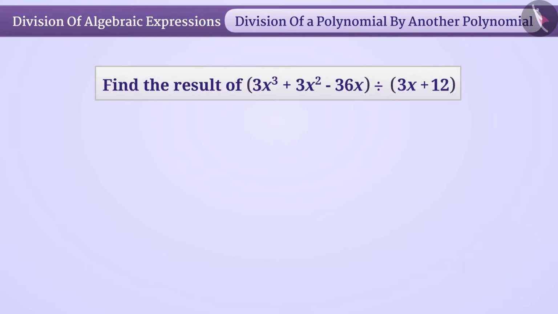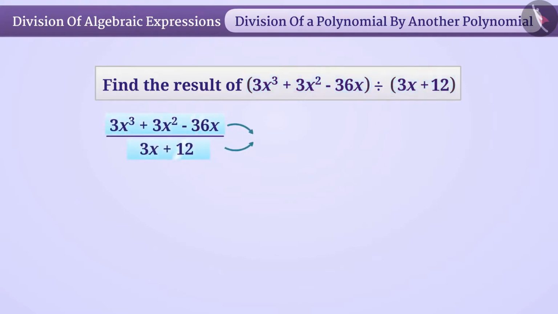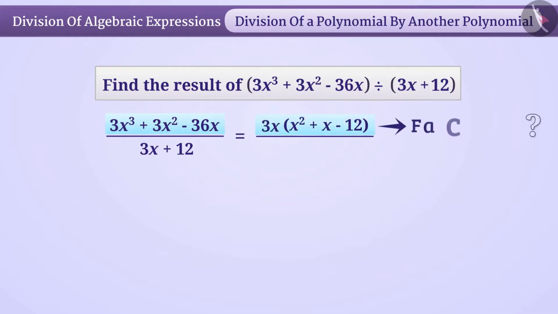Let me tell you, first of all, we will write the dividend and divisor in the form of numerator and denominator. Then we will write both the numerator and denominator in the form of their factors. Since 3x is common to all terms in the numerator, we can write it like this. Now, can you tell me what is the factorization of the polynomial x square plus x minus 12? Think.